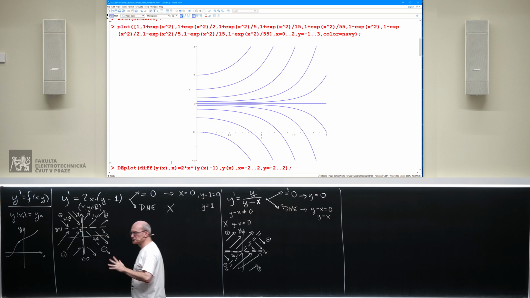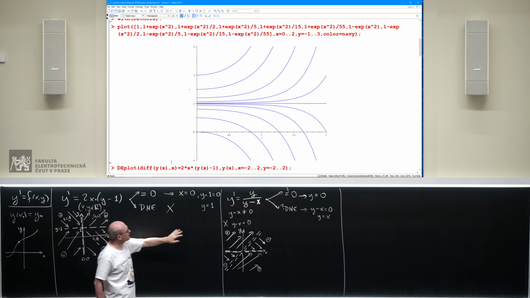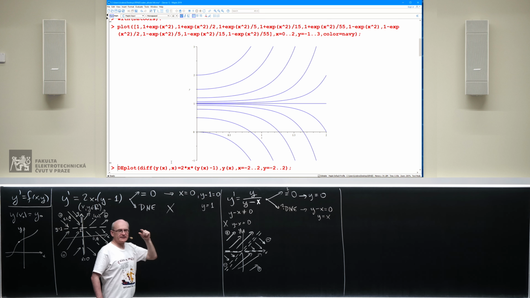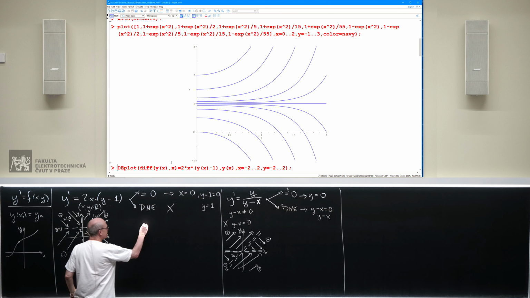Now, there are 2 tricks that are useful, and I like to use them when I can. Generally, differential equations can come in many forms, but very often the right-hand side actually has a form of a product or a ratio. And in that case, you can actually investigate each factor separately. And this may simplify your life. So let's have a look at this example. How will it work?